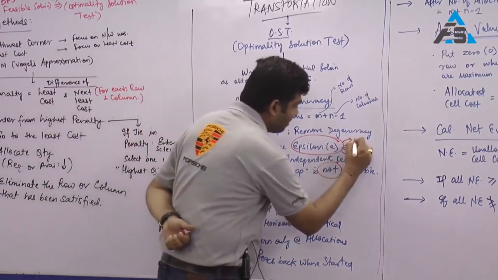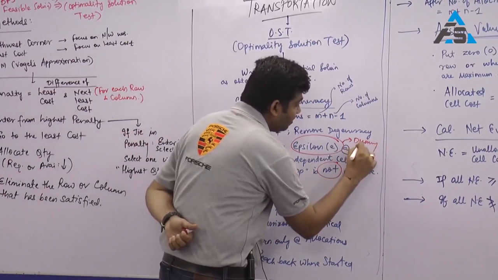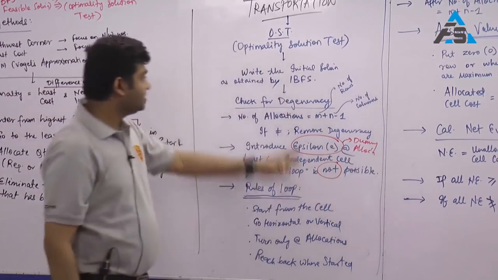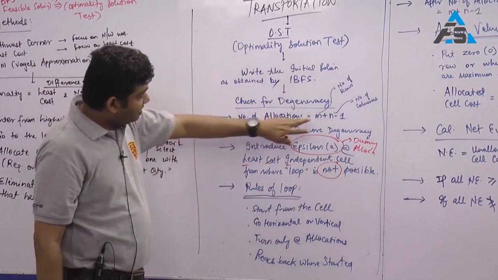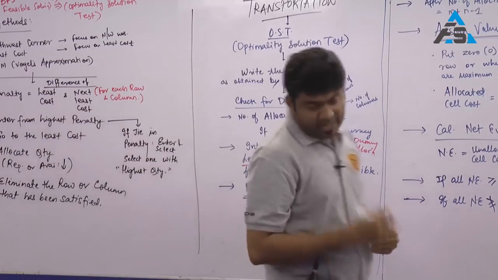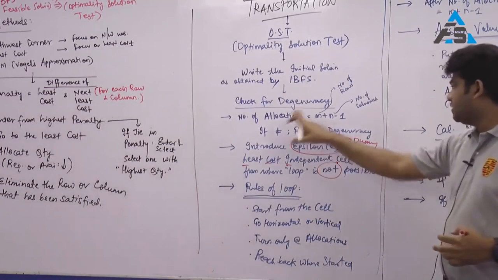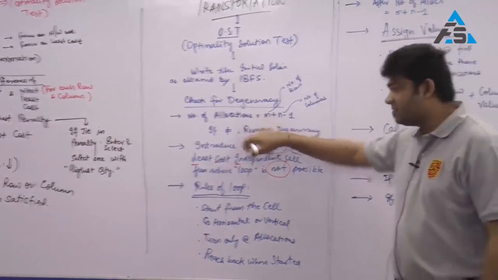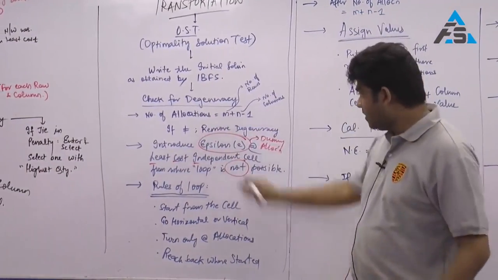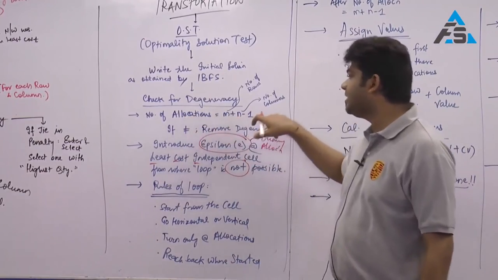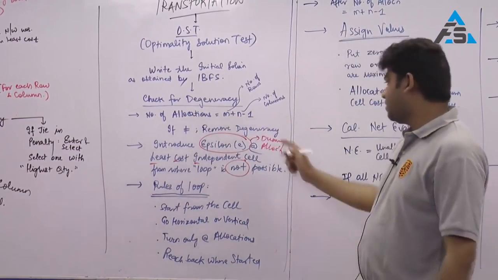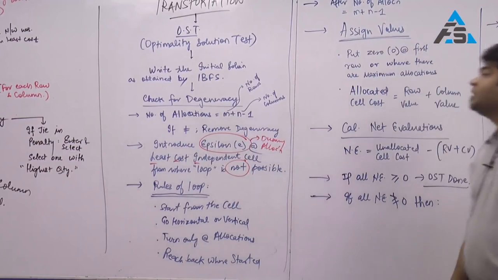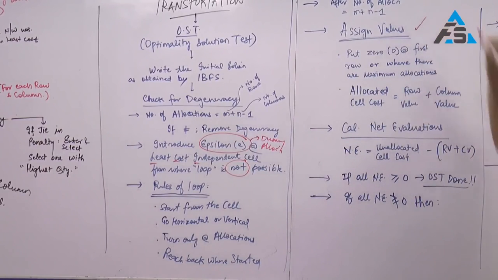So what is this epsilon? It is a dummy allocation. Once this dummy allocation is done, we come to know that the number of allocations equals m plus n minus 1. There can be 1e, 2e depending on what the difference is. So if the number of allocations is 8 and m plus n minus 1 is 6, then we will probably need 2 epsilons. If the number of allocations is 7 and m plus n minus 1 is 8, we will need 1 epsilon e, and accordingly we will then move on to assigning of values.